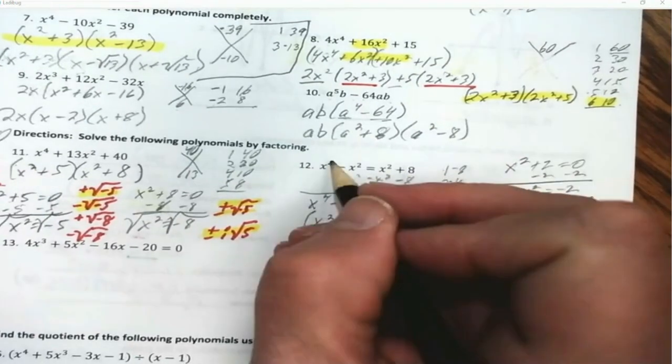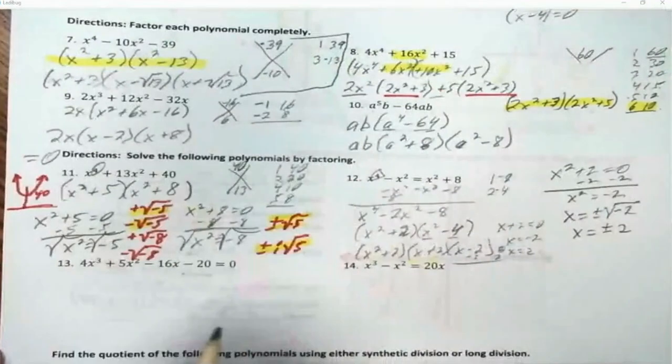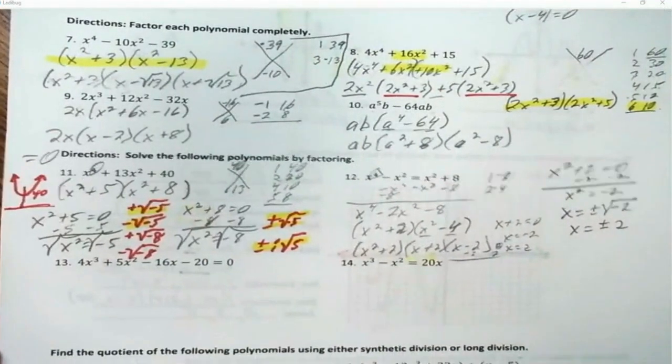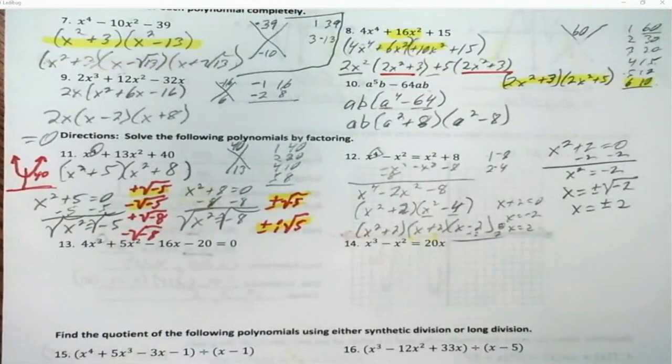But we should have found 4 solutions because it's to the 4th power. Same thing here. 4th power, 4 solutions. This one's 3rd power. We only expect 3 solutions. All right, so how can we do that?